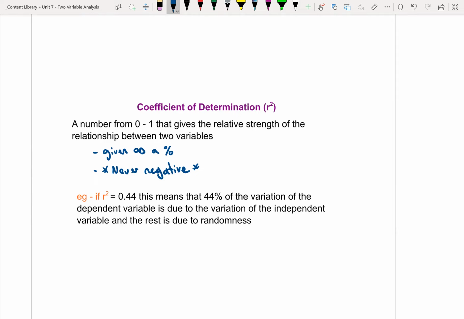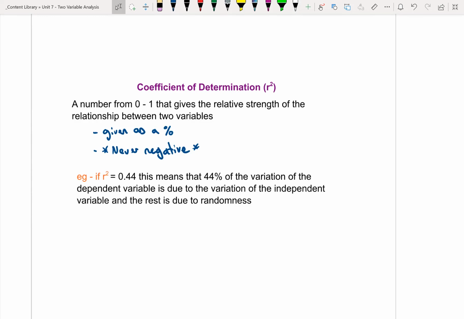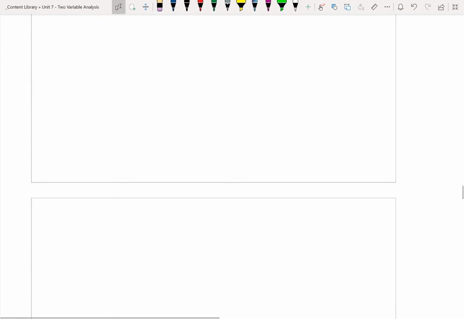As an example, if you were told that the R squared value is equal to 0.44, this means that 44% of the variation of the dependent variable is due to the variation of the independent variable. So 44% of the value is dependent on the independent variable, and the rest is due to randomness or other variables that we're not accounting for or keeping track of. Again, it's just another method of determining the relationship between two variables.